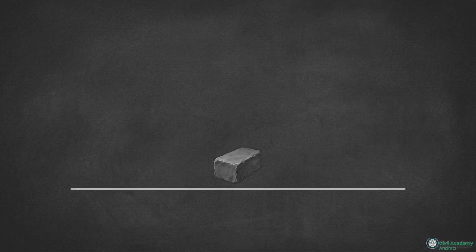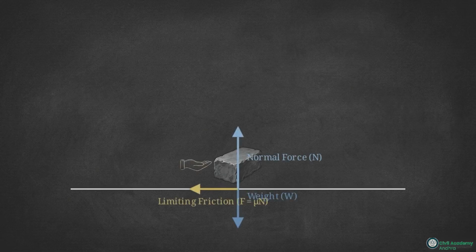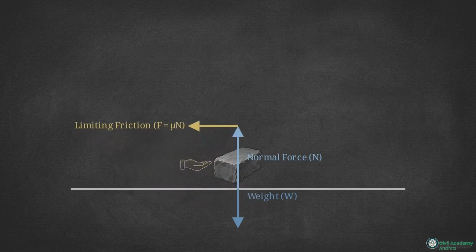At the exact moment of impending motion, we plot the forces on this block using orthogonal components: a downward vector for weight, an upward vector for normal force, and a horizontal vector opposing the push for limiting friction. We can simplify this. Using vector addition, we merge the normal and frictional forces into a single diagonal resultant vector. This new vector creates a specific angle relative to the normal axis. This is the angle of friction, denoted as alpha. The tangent of alpha is exactly equal to the coefficient of friction, mu.